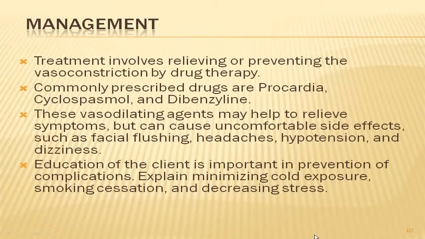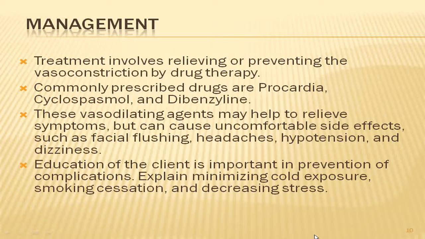So you have the vasospasms that are causing the vasoconstriction. We have the area becoming white and pale because of the decreased blood flow and decreased perfusion. Then we have the blue that happens because of the lack of oxygen. And then once the spasms decrease and we have vasodilation again, the area becomes red because we have perfusion of blood. So treatment involves relieving or preventing vasoconstriction by drug therapy.